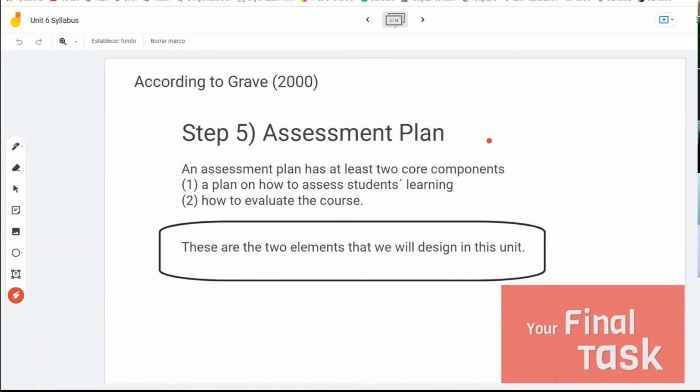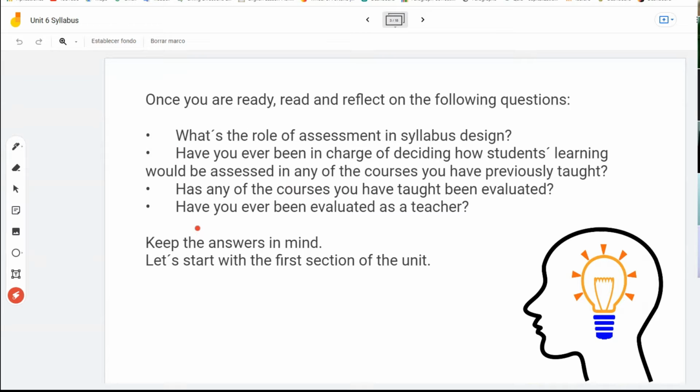In fact, we are going to divide it into 2 parts. So as a final task, you will be required to deliver 2 parts: a plan on how to assess students' learning and how to evaluate the course. Okay, so these are the questions. What's the role of assessment in syllabus design?